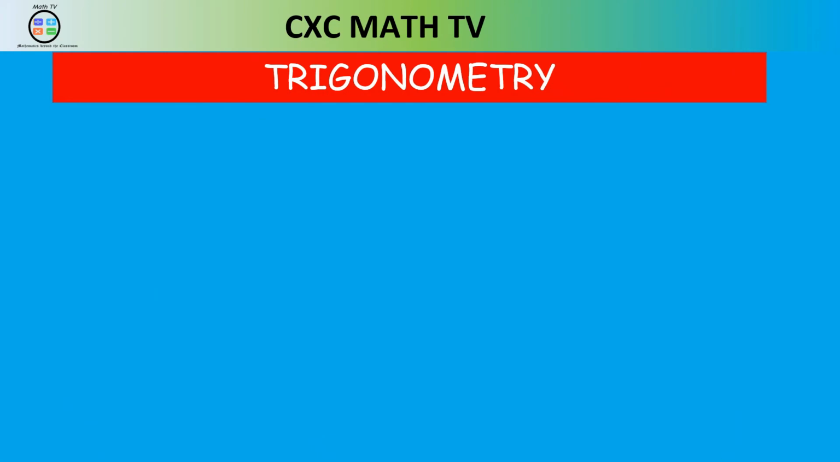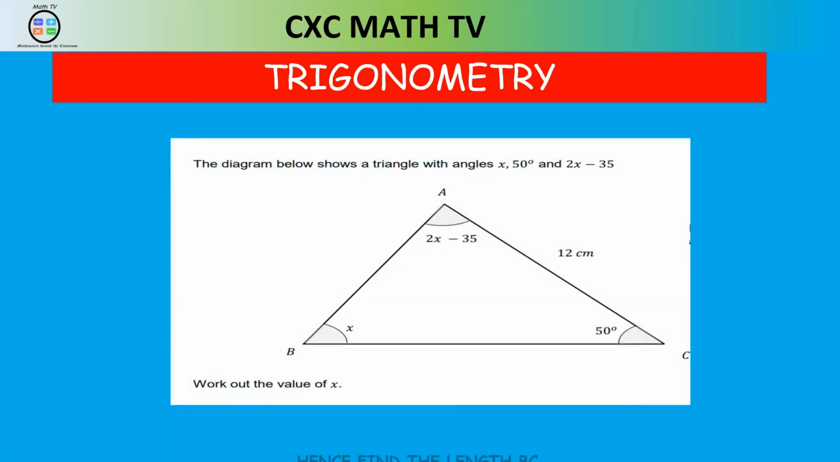Now let's look at a more challenging question. This question says the diagram below shows a triangle with angles x, 50 degrees, 2x minus 35. It says work out the value of x and then hence find the length of BC. So go ahead, based on what we've done so far, pause the video and attempt this question.